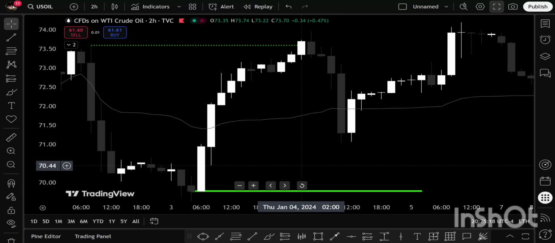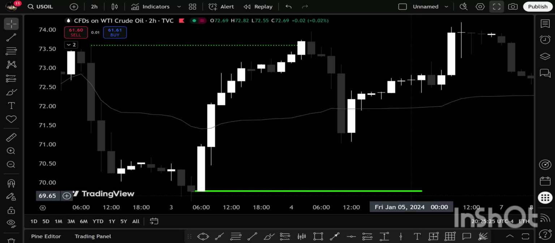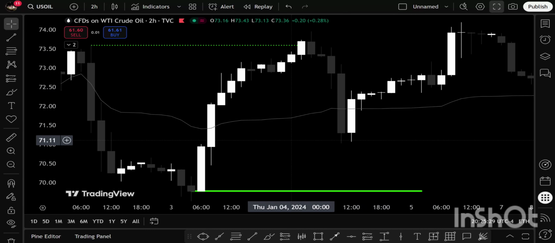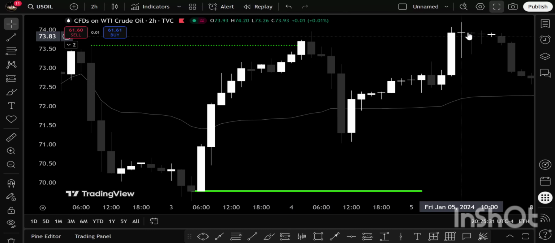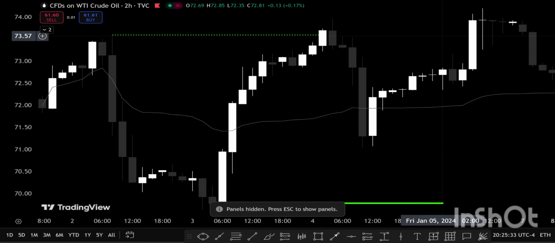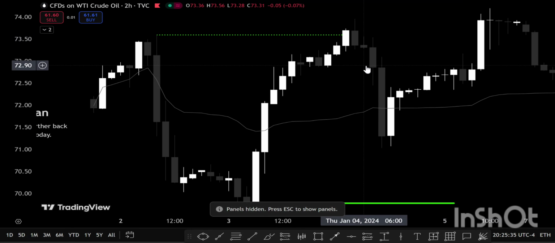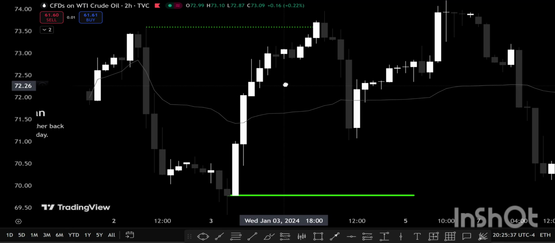Anyway, so let's get back to the structure, shall we? All right, so there we go. Now the mouse is working like it's supposed to. All right, so let's get back to the structure. So let's zoom back in.